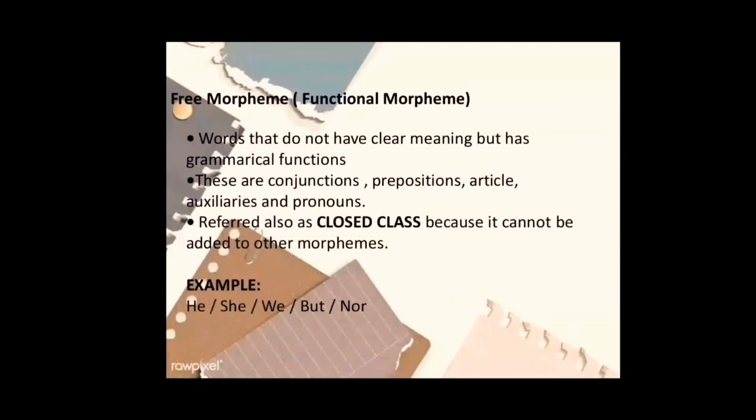Number 2 is functional morpheme. These are words that do not have clear meaning but have grammatical functions. These are conjunctions, prepositions, articles, auxiliaries, and pronouns. They are also referred to as closed class because other morphemes cannot be added to them. Example: he, she, we, but, nor.